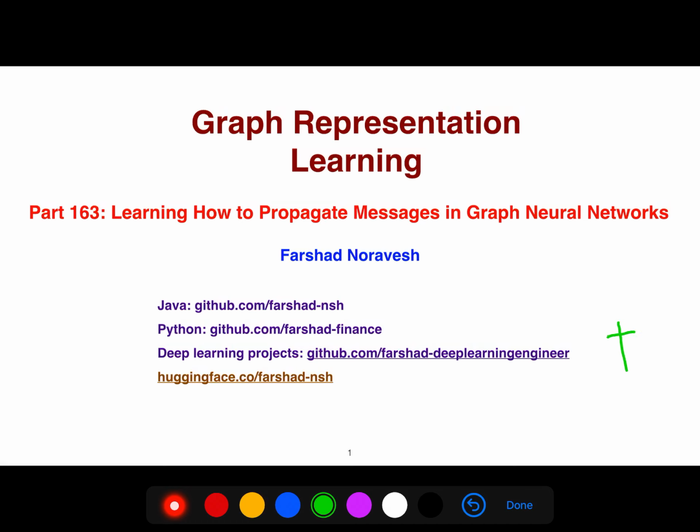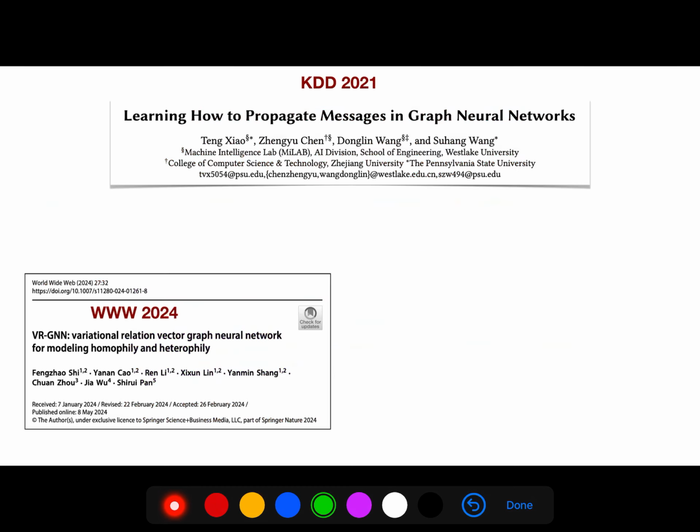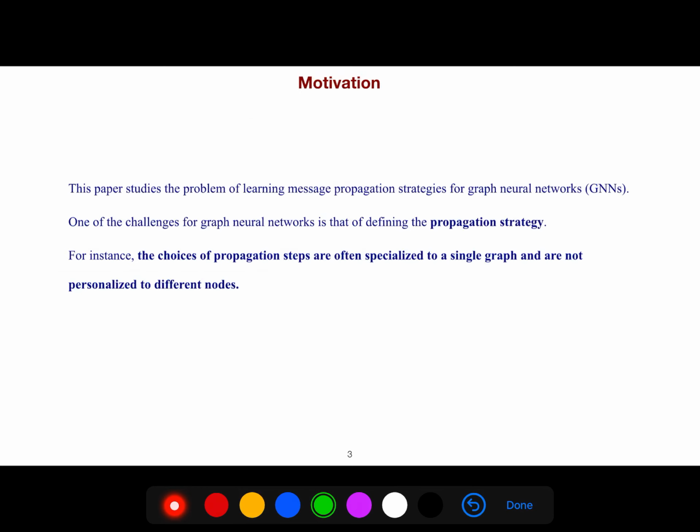Alright, so today I'm going to be explaining another important paper with the title Learning How to Propagate Messages in Graph Neural Networks. This KDD paper in 2021. This paper studies the problem of learning message propagation strategies for graph neural networks.